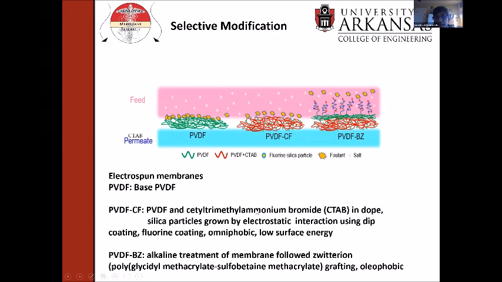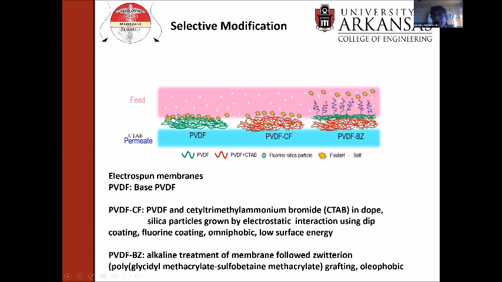Into the dope, we have added a quaternary ammonium surfactant. So the PVDF contains positive charges in the dope solution. So we spin this, and then we modify the surface by growing silica particles by electrostatic interaction using dip coating. We then fluorine coat it, and so we end up with an omniphobic surface that has a low surface energy. And this surface is going to face the permeate.